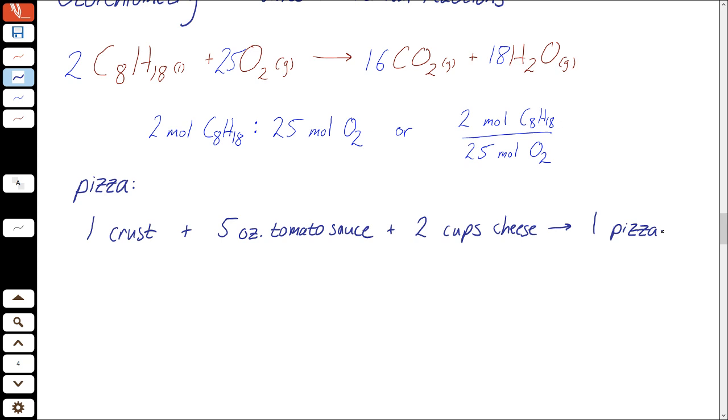Let's go the other direction. What if we have extra stuff? So let's say we have 2 crusts, 5 ounces of tomato sauce, 2 cups of cheese. How many pizzas can we make? Still just 1, right? What if we have 3 crusts? 6 crusts? Still 1, because it's limited by the amount of the other reactants or the other ingredients that we have. So we need to maintain this ratio if we're going to make more pizzas.